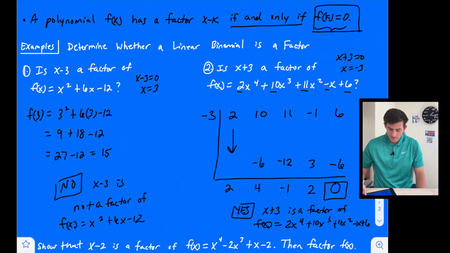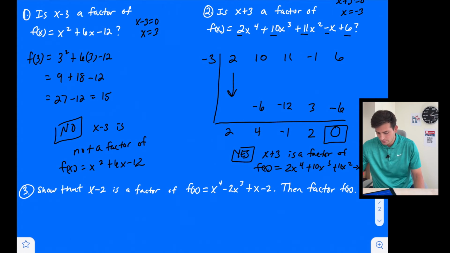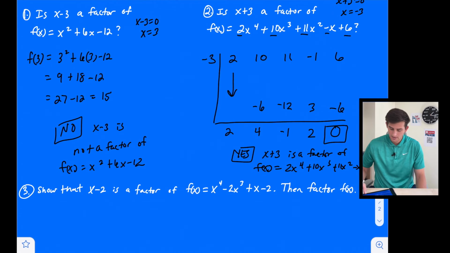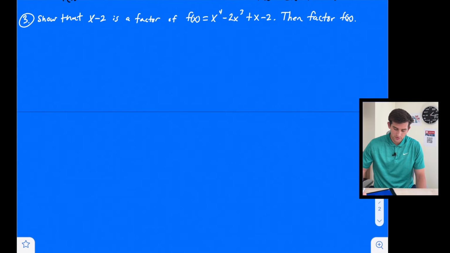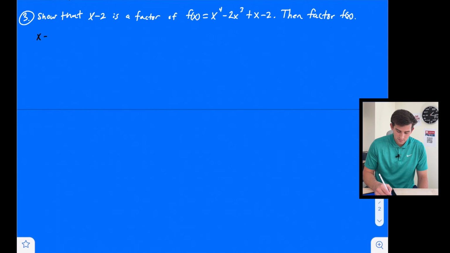Okay, now let's take a look at our third example. It says, show that x minus 2 is a factor of f of x equals x to the 4th minus 2x cubed plus x minus 2, then factor f of x. So we can do example 3 using synthetic division like we just did in example 2. So if x minus 2 is equal to 0, then x is equal to 2. So we can set up our synthetic division.